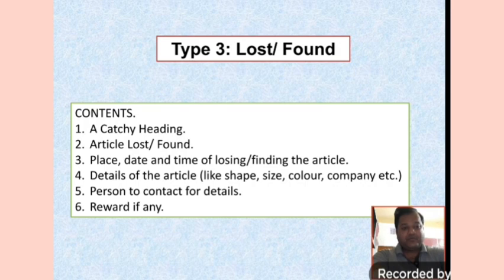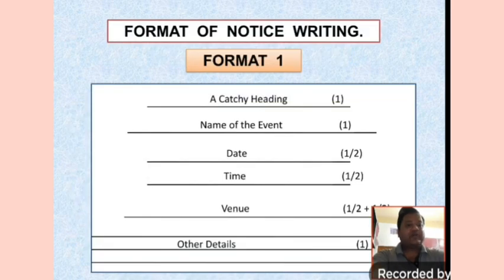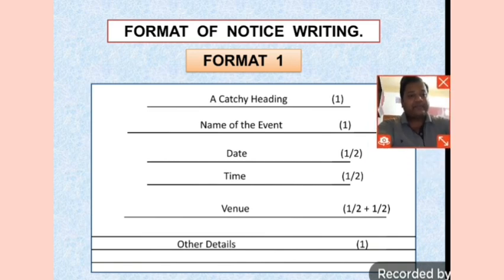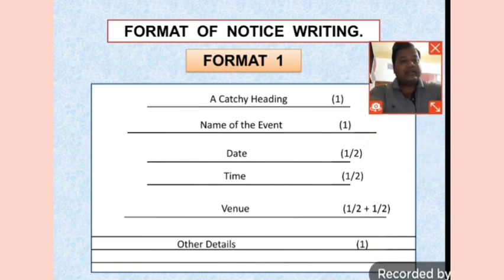Now let us move forward to the format of notice writing. Now here is format 1. I had told you that there are two different formats of notice writing that are prescribed by the ICSE. You need to stick to them. If there is a mistake in the format, then you will be heavily penalized and you may not score good marks. So you stick to this particular format. So this is format 1.